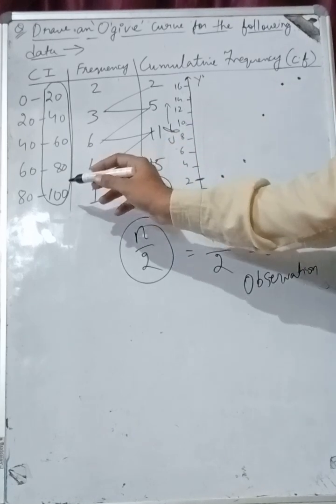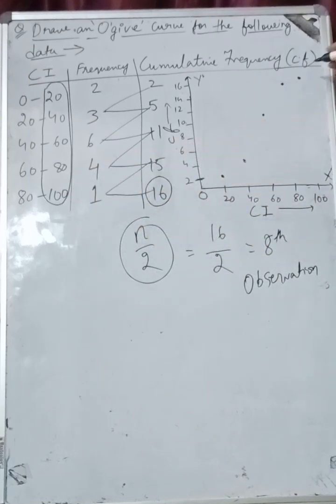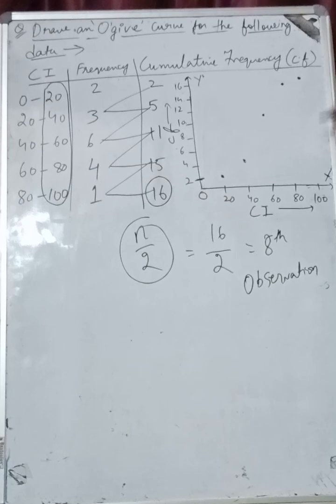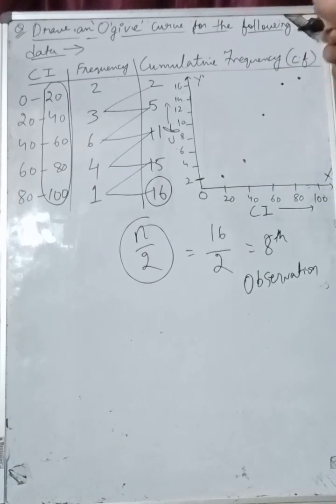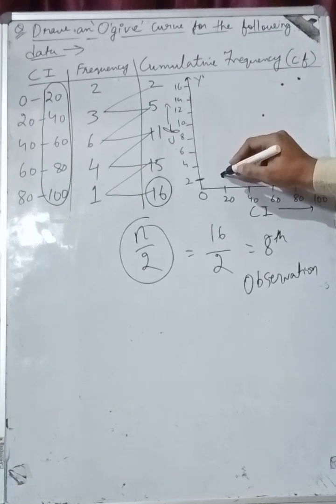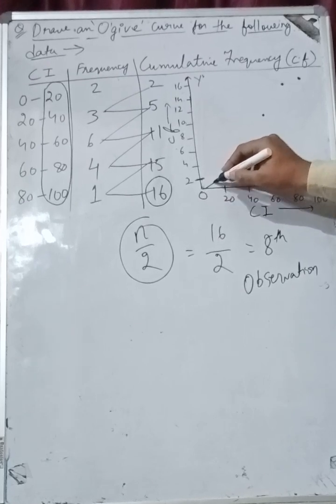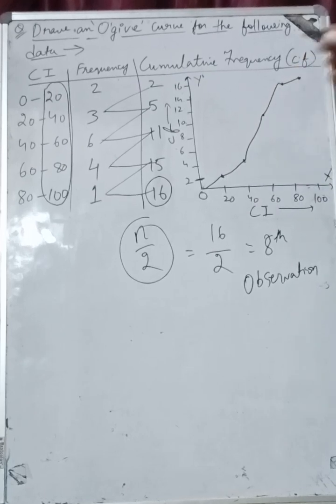And the last value over here is 100. The corresponding value of 100 is 16. Now plot this reading perpendicular to where 16 is lying and where 100 is lying at that particular block. Now after drawing these dots, what you have to do is match them from here, continuing with your free hand.